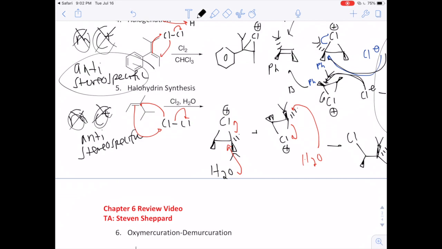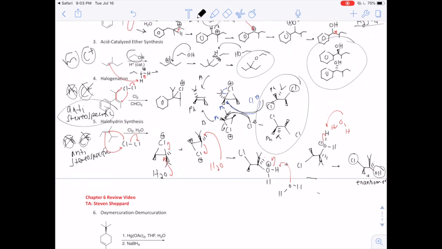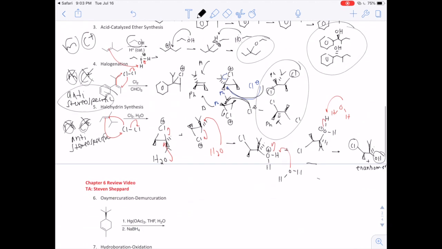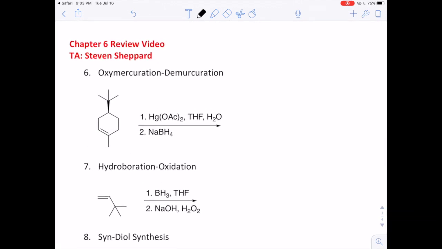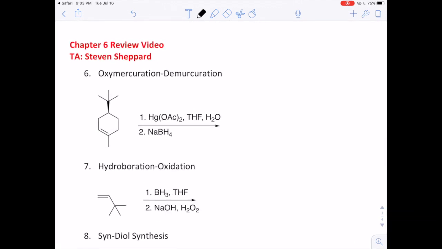Okay, so those are the first 5 reactions. I hope that makes sense. Let's move on to the other reactions. So oxymercuration. Although the full mechanism isn't covered, there are some key mechanistic points with oxymercuration. So there are 2 distinct steps here. We have mercuric acetate, THF, and water, and step 2 is going to be sodium borohydride.